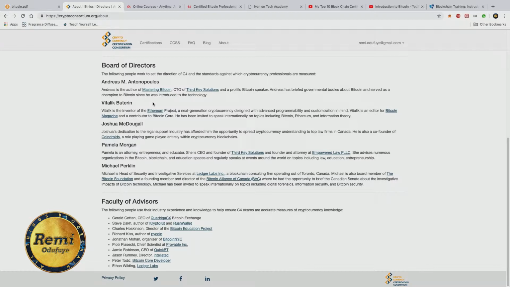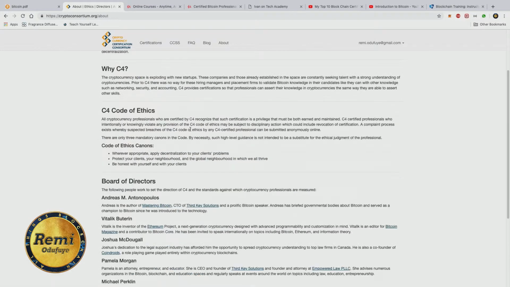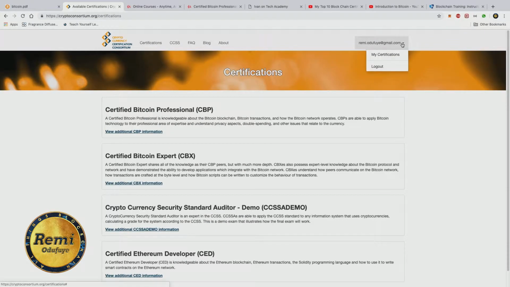But basically, I like the certification. It was the very first certification I did, and I learned a lot. Just to show you, these are all the certifications presently.